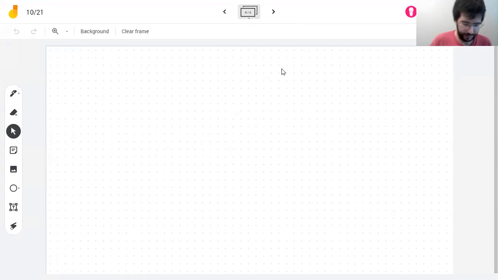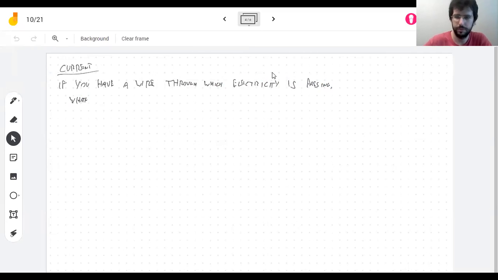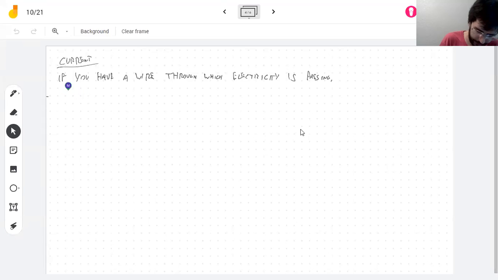Okay, last example in physics, current. So if you have a wire conducting electricity, how much electricity is passing through it? The question is, I just realized, I don't know the word in English, intensity, is it called current? Yeah. The thing measured in amperes.